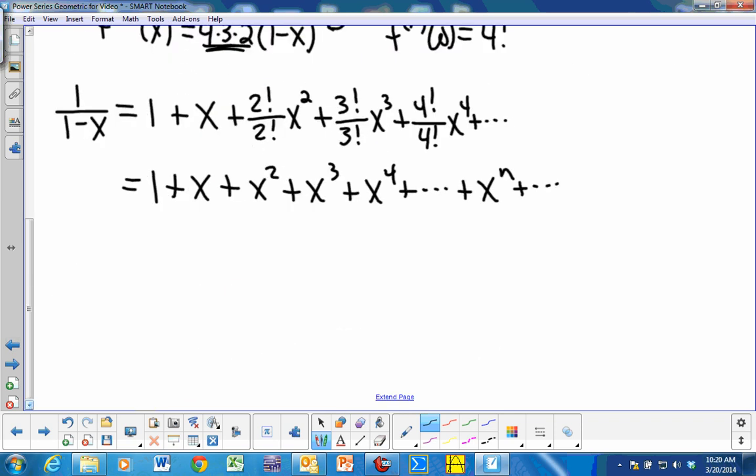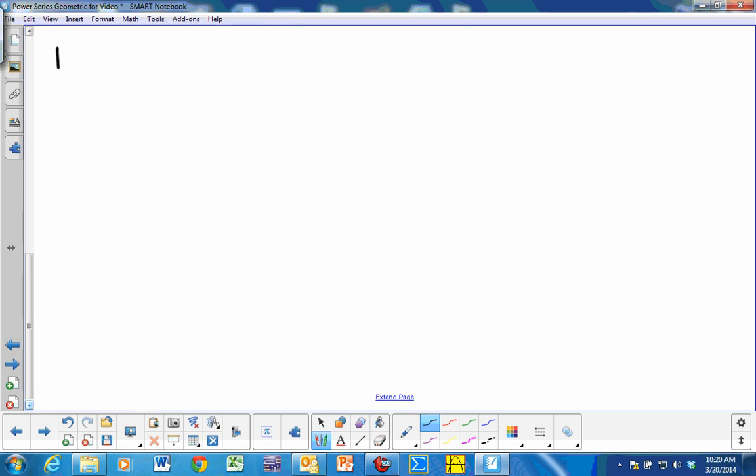So part B says to manipulate a geometric series. So this is what we're trying to do. We have to look at this and think to ourselves, what in the world does that have to do with a geometric series? Because it's not some number raised to the n or anything. So here's what we're going to notice.